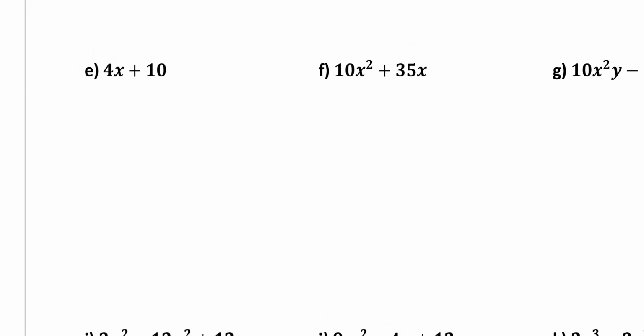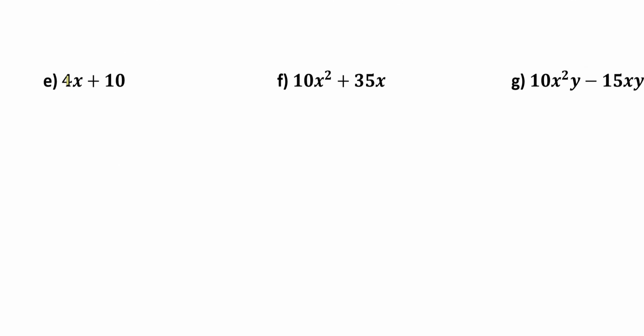Okay, let's move on to letter E now, and letter E is not too bad. I have a 4 and a 10, so the biggest number that divides 4 and 10 at the same time is the number 2, so 2 is the GCF. So now I can divide both terms by the GCF, so 4 divided by 2 is 2, so 2x, and then plus 5 is my final answer there.